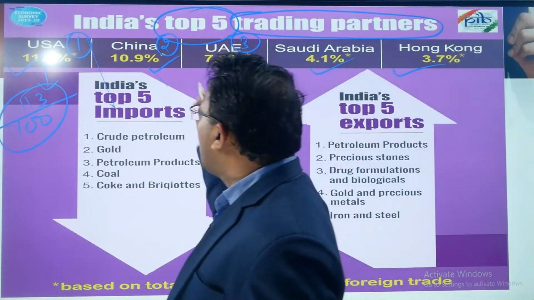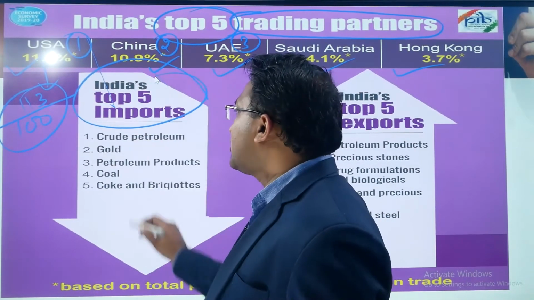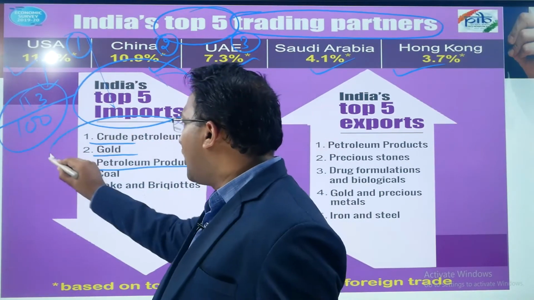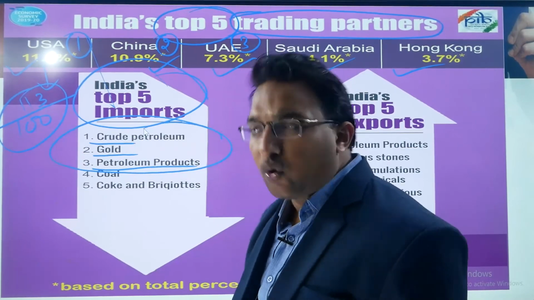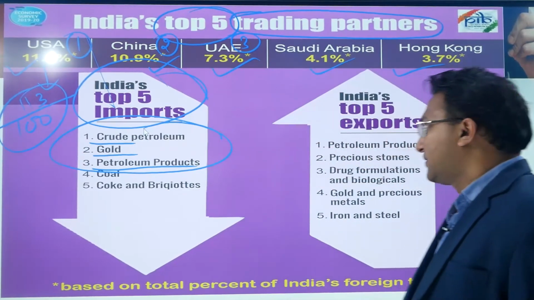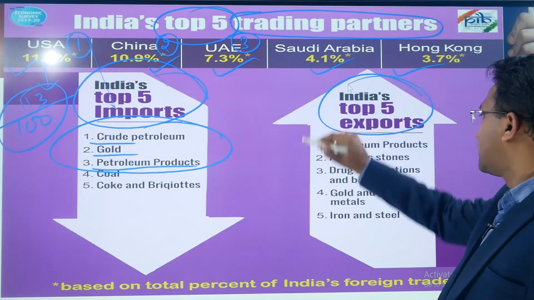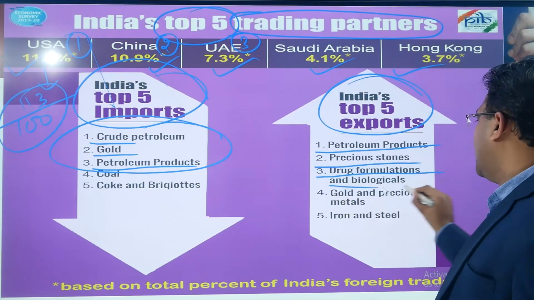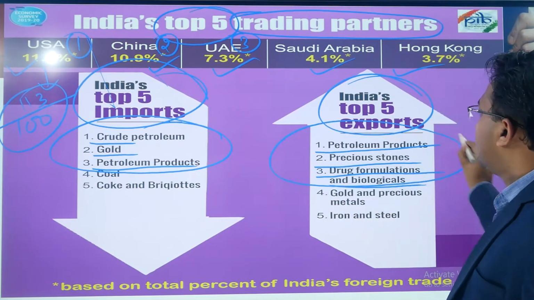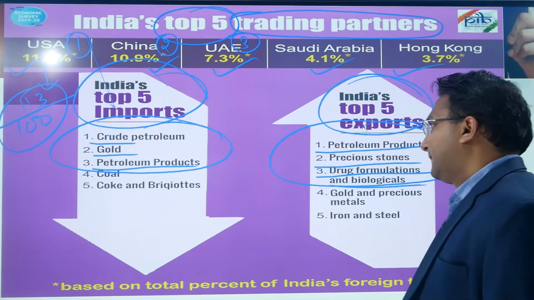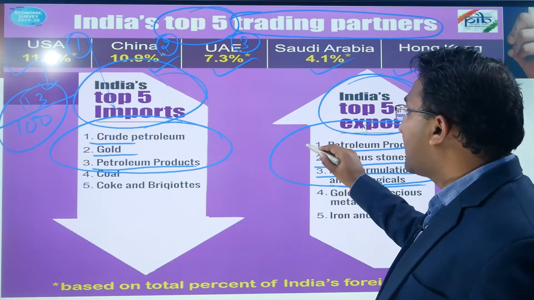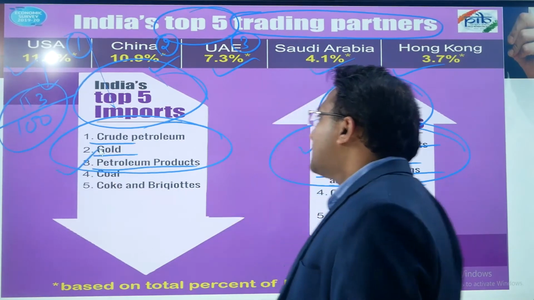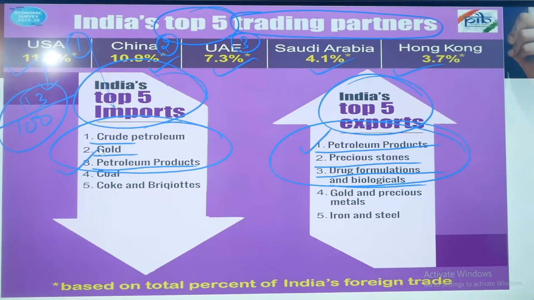Now what are India's top 5 import items? First is crude petroleum, second is gold and third is petroleum products. You should always know the top 3 items: crude petroleum, gold and petroleum products. India's top 5 exports: petroleum products, precious stones, and drug formulations and biologicals. So these are the 3 topmost export items. You can see petroleum products are in the first place as far as export is concerned, and in the third place as far as imports are concerned.